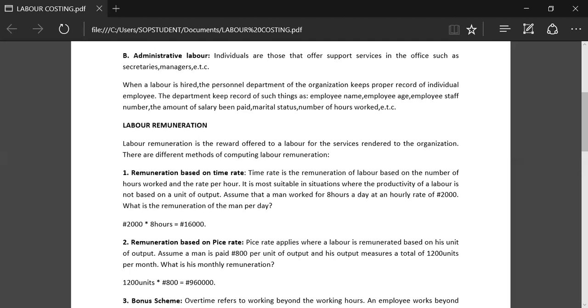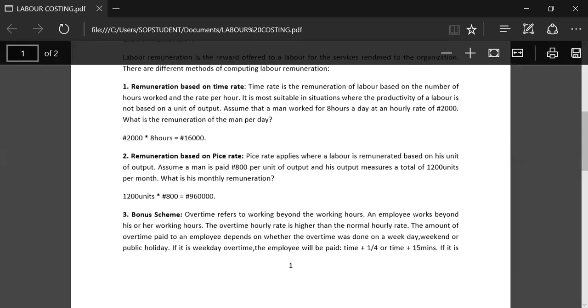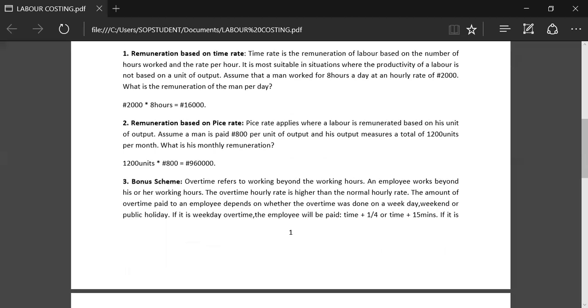Number two, it can be calculated based on piece rate, which refers to the number of output. Piece rate refers to pay based on output. So such labor is paid based on the output they are able to churn out monthly. Then we have the bonus scheme.